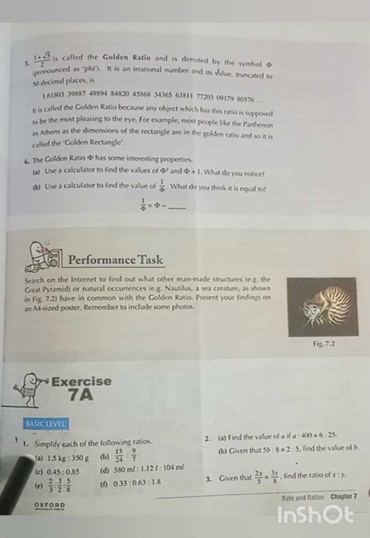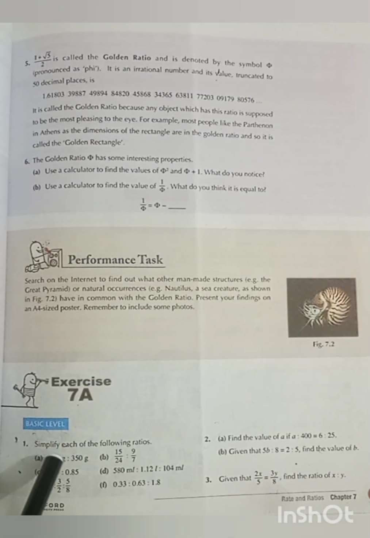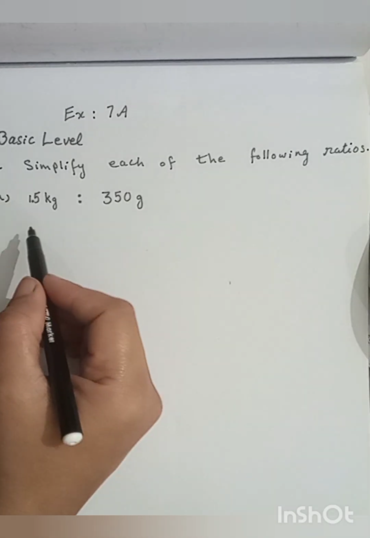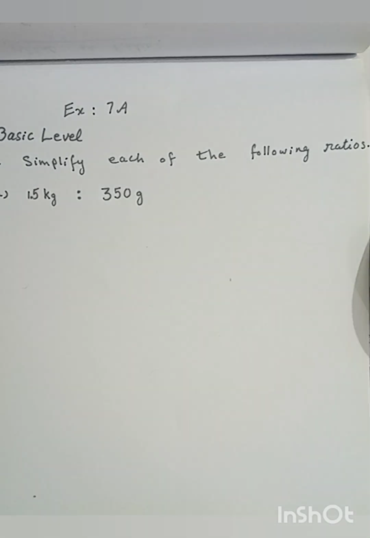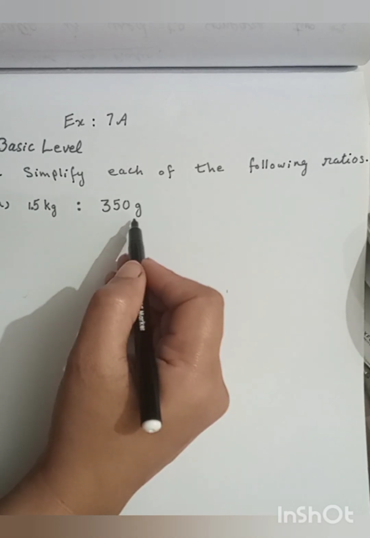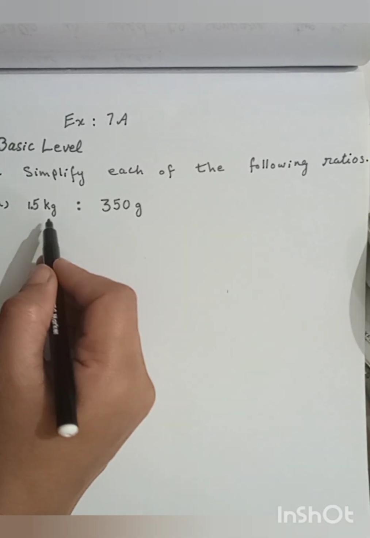Let's start solving exercise 7a. Question number 1 is: simplify each of the following ratios. So let's solve the a part. Now the first step is to convert to the same unit. Here we have grams and here we have kilograms.